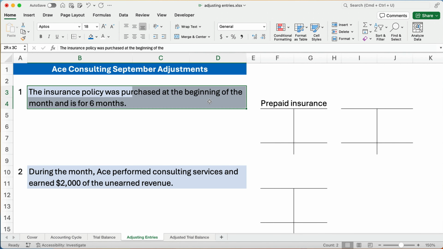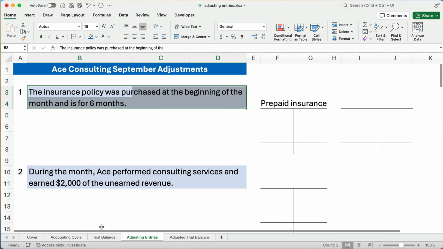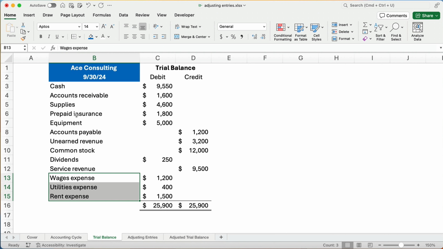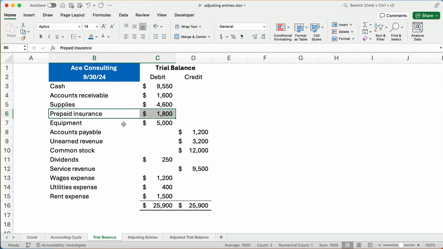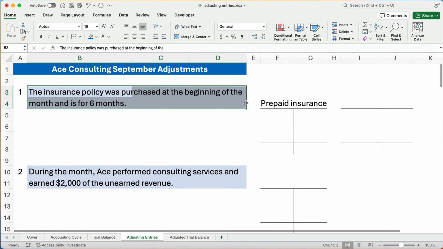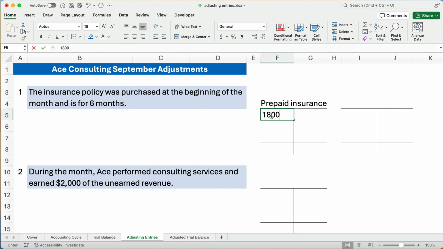The insurance policy was purchased at the beginning of the month and it's for 6 months. All right, so what is our prepaid insurance? Remember we made an entry for prepaid insurance, $1,800, that's for 6 months. So we have an $1,800 asset that we know gets used up over time. If we take $1,800 divided by 6, that's $300 per month.